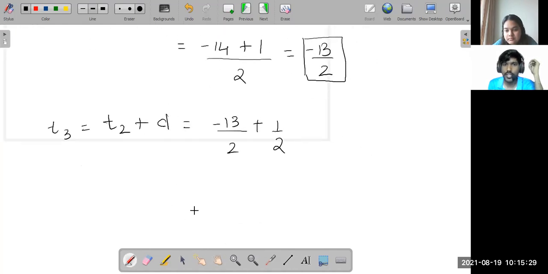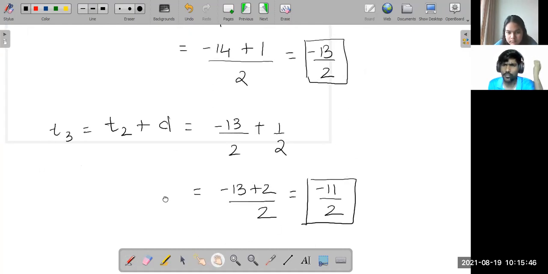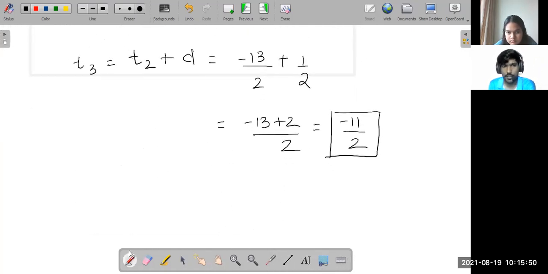Now here, if you see, denominators are same, so calculation will become easier. So it becomes minus 13 plus 2 upon 2, which is minus 11 upon 2. This is your third term. Okay, 3 terms are enough. If you want, you can do the fourth one also, so we can stop here or you can find T4 also.